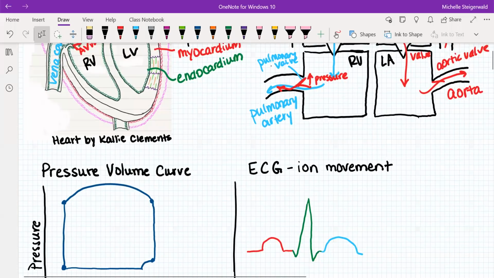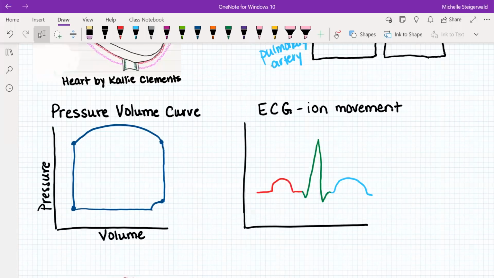Okay. You should know your TOAST diagram. This is TOAST here, also known as the pressure volume curve. TOAST is cute. I like TOAST, but pressure volume curve tells you what it is. So it's pressure on the y-axis and volume on the x-axis. And that tells you a lot that you need to know about this.